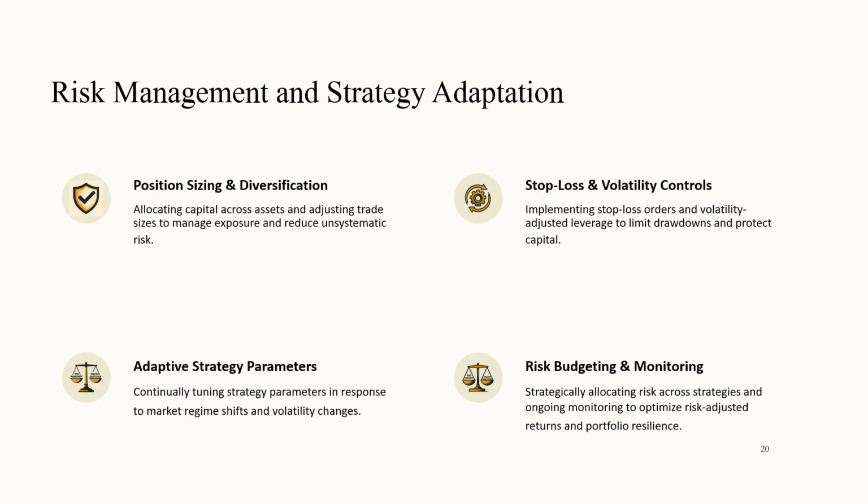Effective risk management employs position sizing, diversification, use of stop-loss orders, and volatility-adjusted leverage to control drawdowns. Continual monitoring and adaptive mechanisms allow strategies to adjust parameters in response to regime shifts and changing market volatility. Risk budgeting allocates capital strategically across strategies to optimize risk-adjusted returns over time, enhancing portfolio resilience.